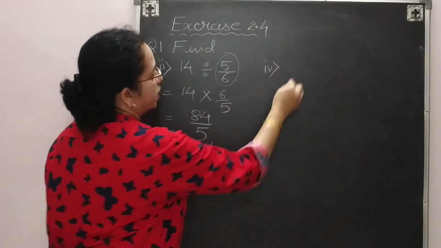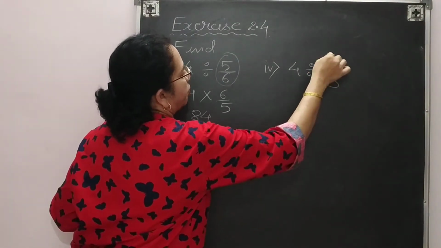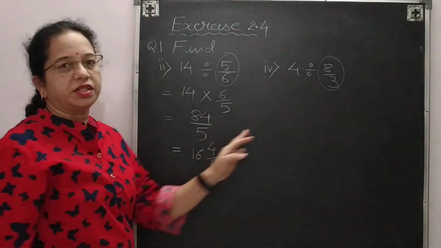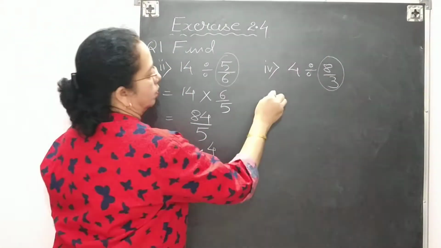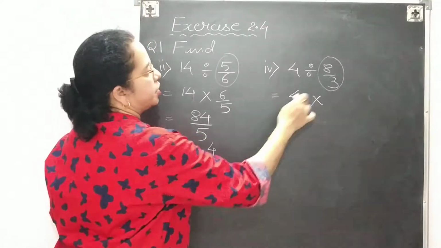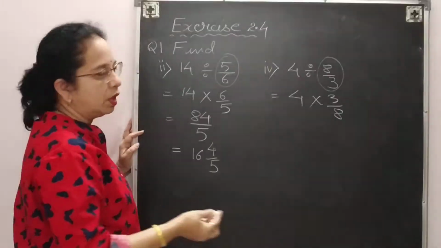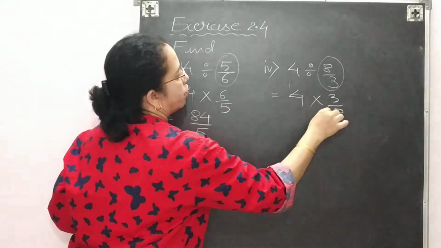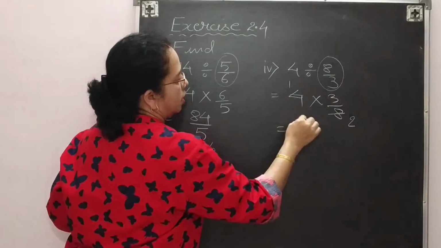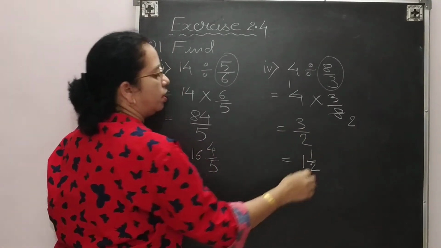Now the fourth sum is 4 divided by 8 upon 3. So after division sign, whatever number is there, we take reciprocal of that number. Okay, so let us start. Division we will convert into multiplication, and reciprocal of 8 upon 3 will be 3 upon 8. So now here we can cut the number. 4 1s are 4, 4 2s are 8. So the number is 3 upon 2. Since numerator is greater, we will convert into mixed fraction.